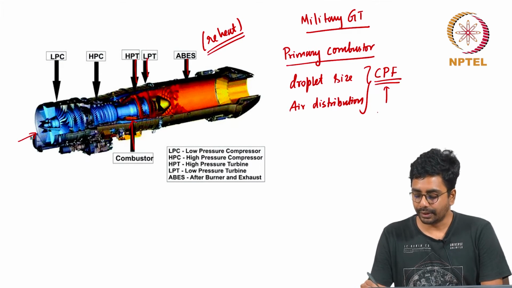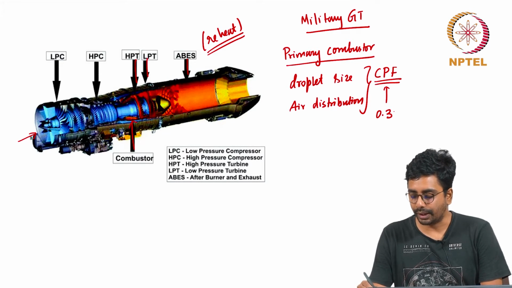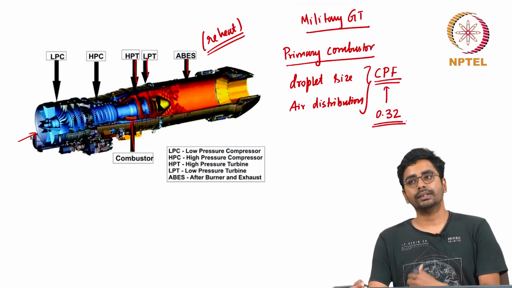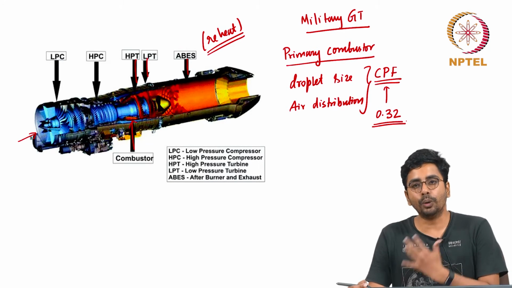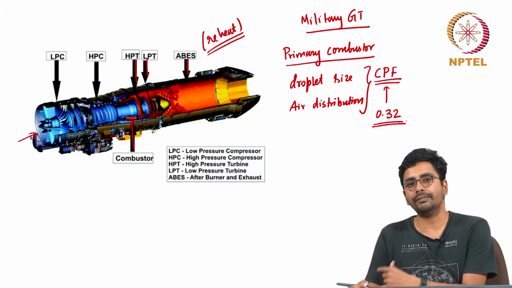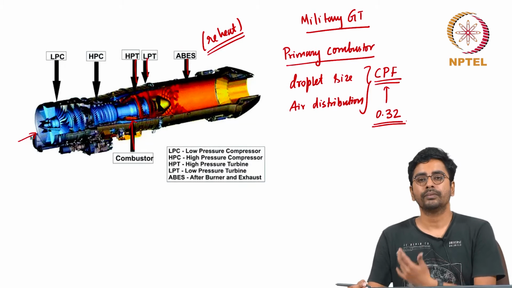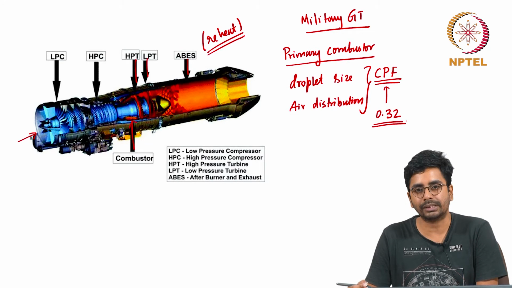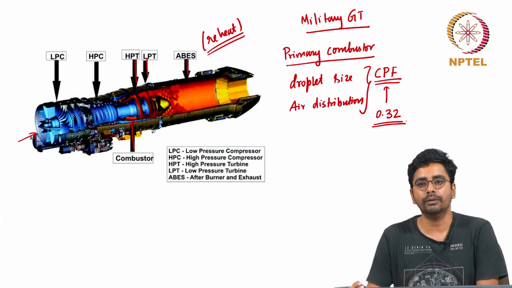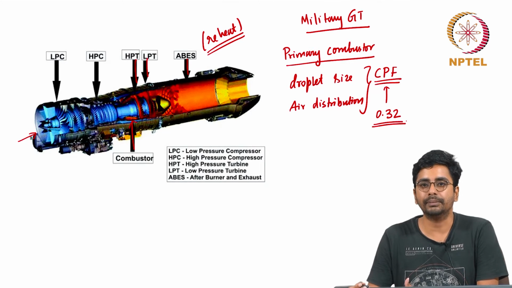Okay. So typical values are something like 0.32. The circumferential pattern factor must be lower than 0.32. The higher the CPF, the higher is the non-uniformity; the lower the CPF, the lower is the non-uniformity. This must be as low as possible, lower than 0.32 for acceptable turbine life.